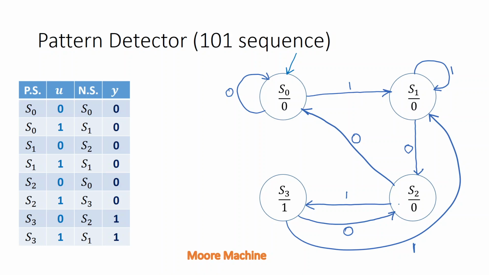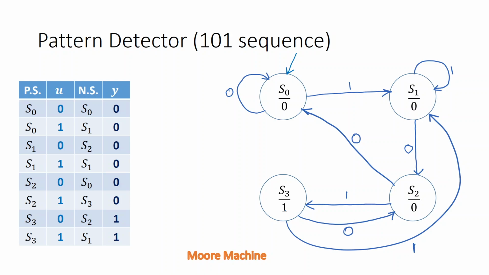From S2, if I have a 1, then I will go to S3 and I will generate an output when I am in the state S3. From S3, if I am having a 0, then because of the overlapping nature, I will now be counting it as 1 0. 1 0 I will count, and that is the state S2. So I am going to S2.